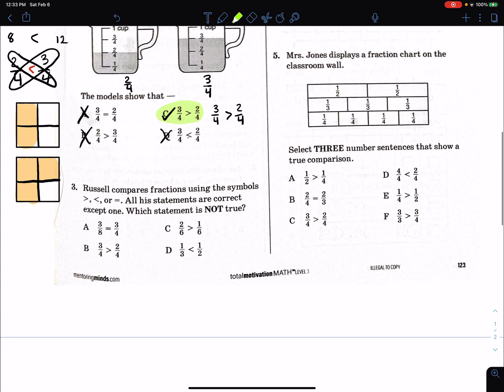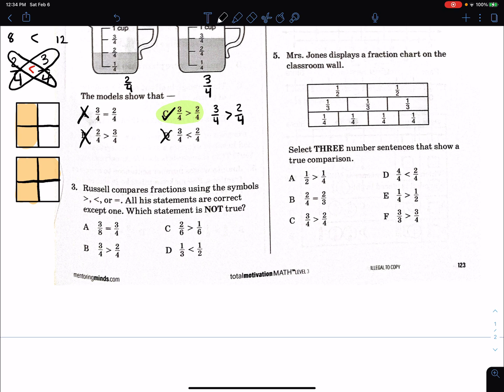All right, and let's do number 3 together. So Russell compares fractions using the symbols greater than, less than, or equal to. All of his statements are correct except one. Which statement is not true? Okay, so for this one, I have to work carefully.